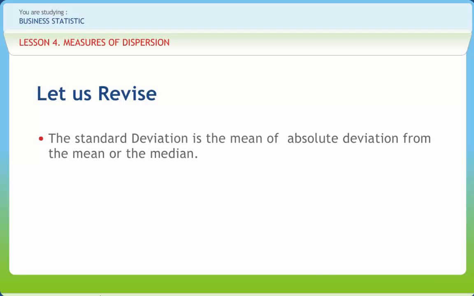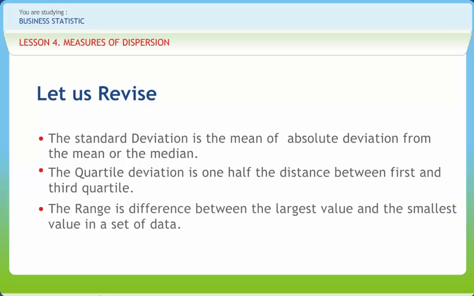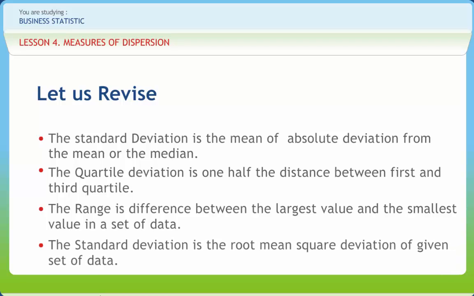Before we end, let us briefly revise what we have studied so far. Average deviation is the arithmetic mean of the absolute deviation from the mean or the median. Coefficient of variation is a ratio of standard deviation to mean expressed as a percentage. Interquartile range considers the spread in the middle 50% of the data. The quartile deviation is 1/2 the distance between the first and third quartile. The range is the difference between the largest value and the smallest value in a set of data. The standard deviation is the root mean square deviation of a given set of data.